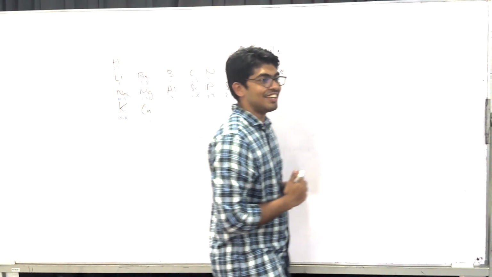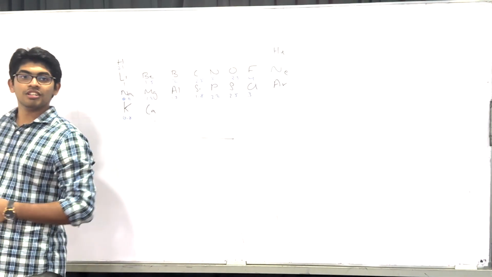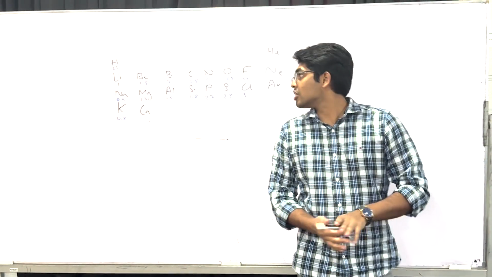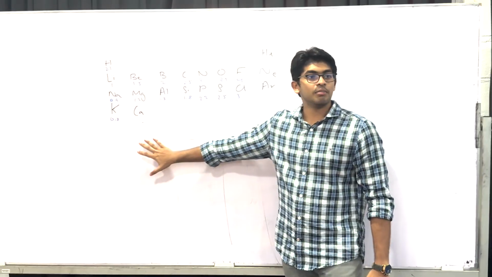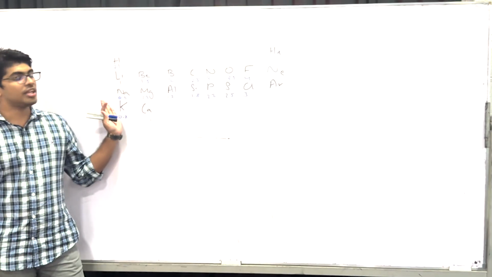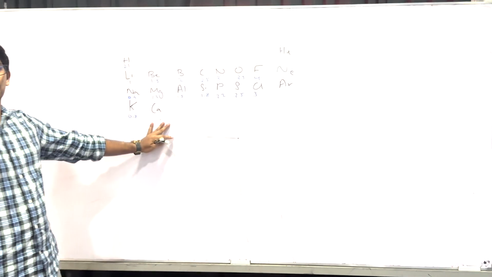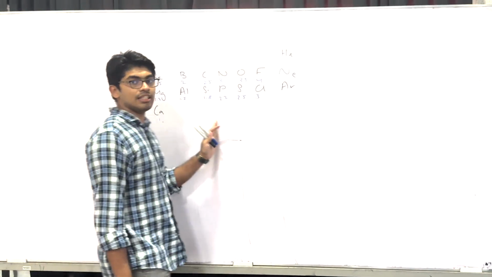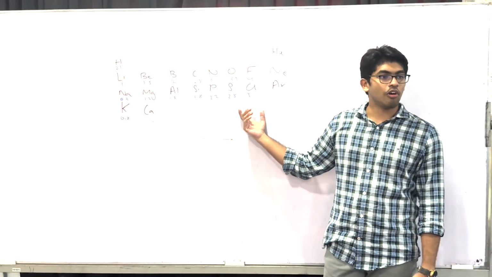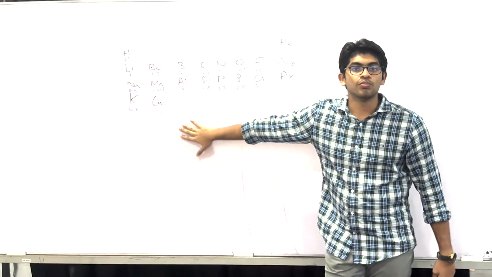Right, guys. So today we will be discussing and looking at the trends that are seen in the periodic table. We call this the periodic table, and we study about 20 basic elements from hydrogen to calcium. When we look at this periodic table, guys, we see some trends, mainly seen from left to right of the periodic table and from top to bottom of the group.